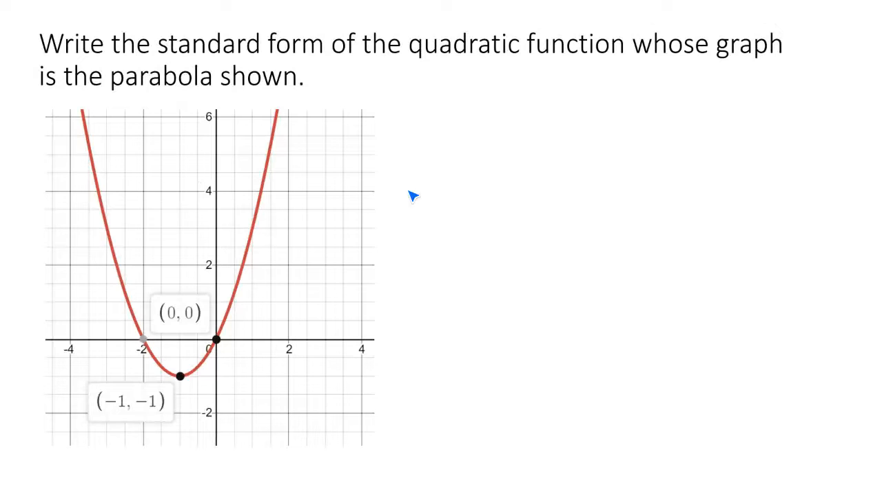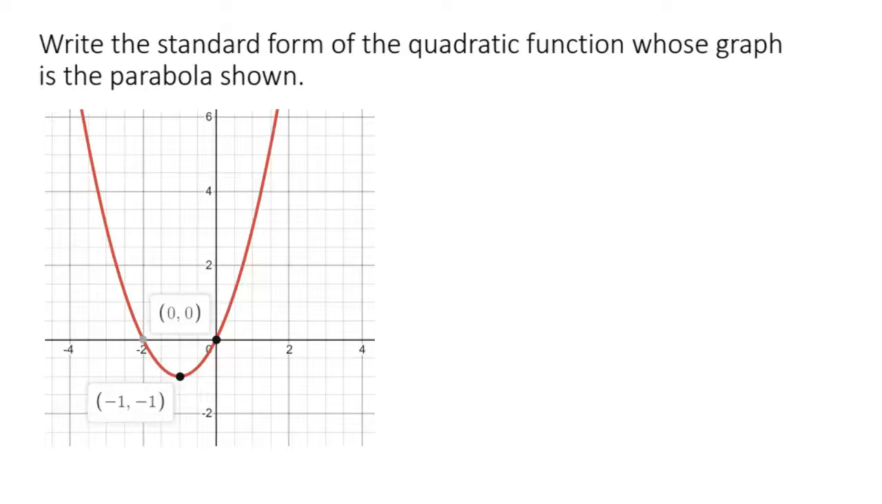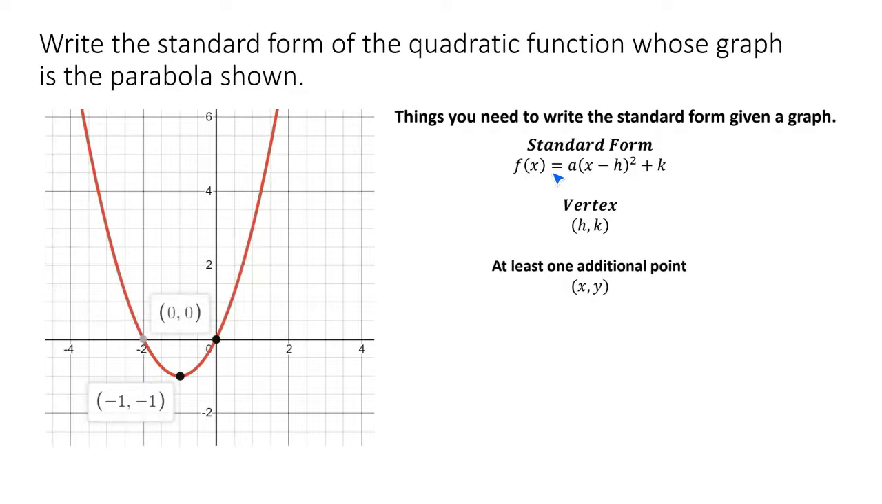It says write the standard form of the quadratic function whose graph you're given. Okay, so here we want to find the equation, and they give us this graph. So I always tell my students, it says to write the standard form, so it would be a good idea to write down what the standard form is so that you can visualize what you're trying to get to. Okay, so eventually the equation we come up with is going to look like this.